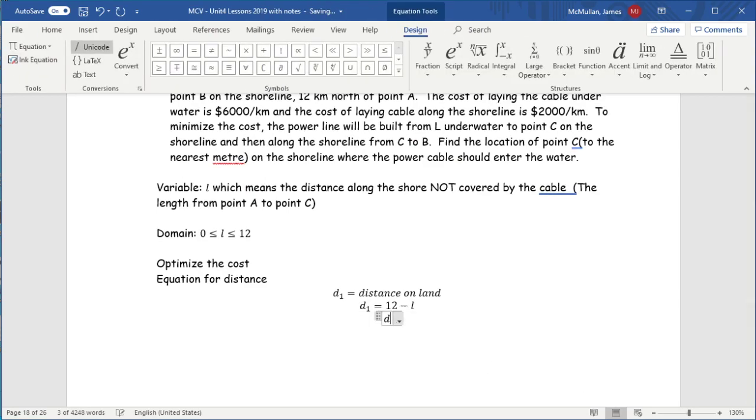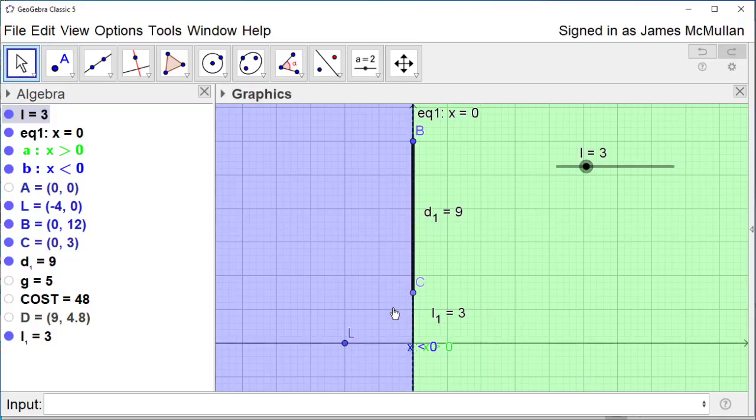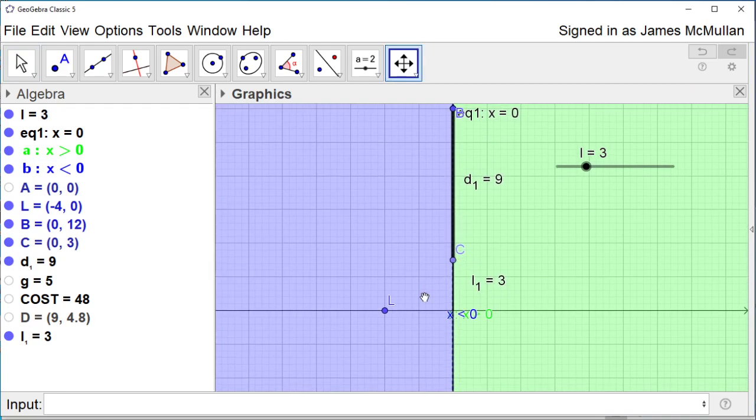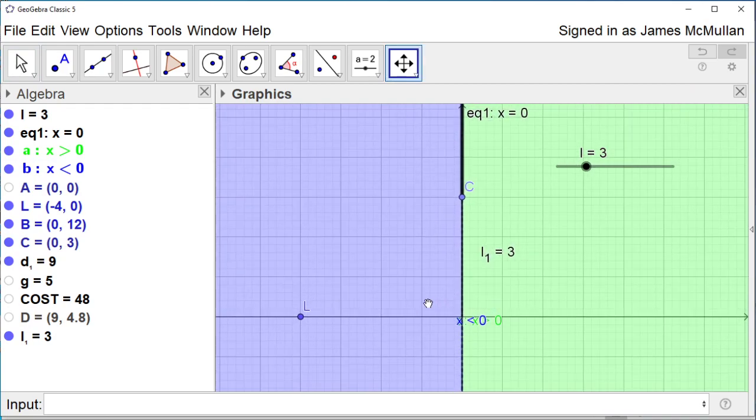Now D2, okay, is the distance on water. Now, this is a little bit harder to find. You need to remember, how do you get the distance between 2 points, right? For the distance between 2 points, you're going to use your Pythagorean theorem in order to solve. Let's just zoom in on this for a sec. On one side, I have L. On the other side, I have 4. And then the hypotenuse is the distance.